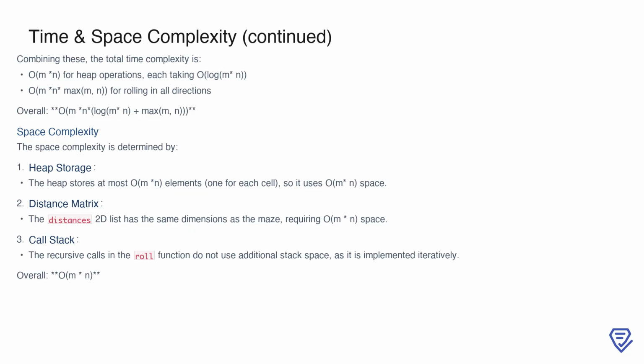For space complexity, the heap can hold up to m*n elements, which requires O(m*n) space. The distances matrix also uses m*n space, as it has the same dimensions as the maze. Since the roll function is implemented iteratively, it does not add extra space for recursion. Therefore, the overall space complexity is O(m*n).